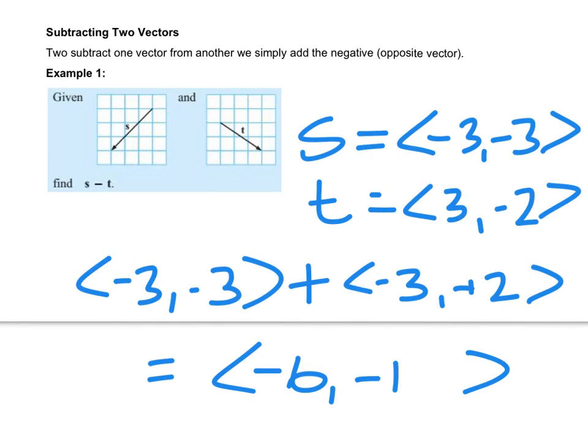Okay? So that's the basics on vectors. That's where we should be on vectors at this point.